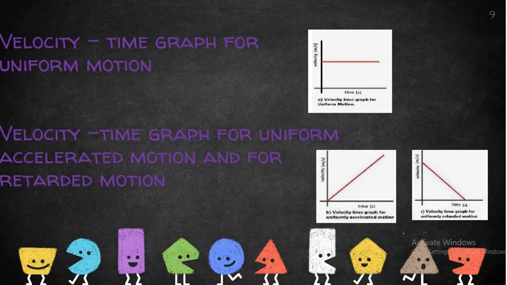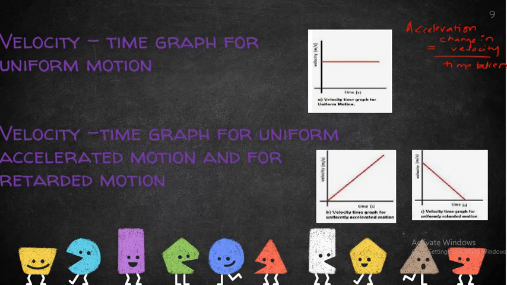And from the velocity time graph, what all can you find? As we know the acceleration term, how can we define acceleration? It is nothing but the change in velocity to the time taken. From the velocity time graph, we can find the acceleration.